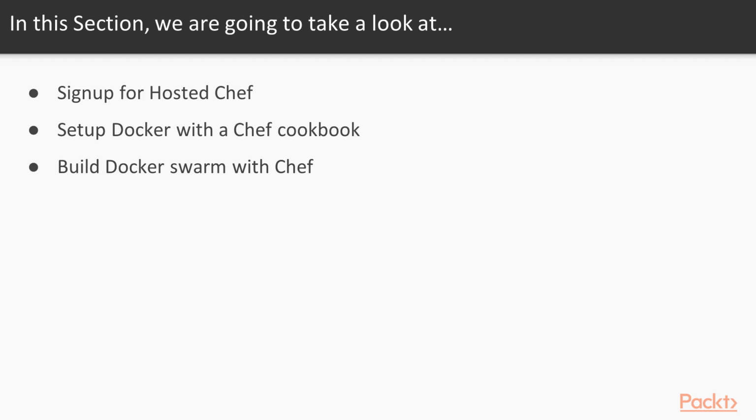We will do this automation setup in the following steps. First, we will sign up for a hosted Chef account. Next, we will create what we call a Chef cookbook to install and start the Docker engine. And finally, we will extend this Chef cookbook to build Docker Swarm.